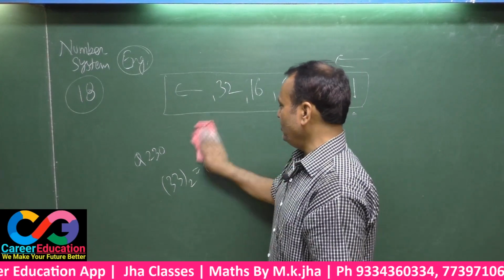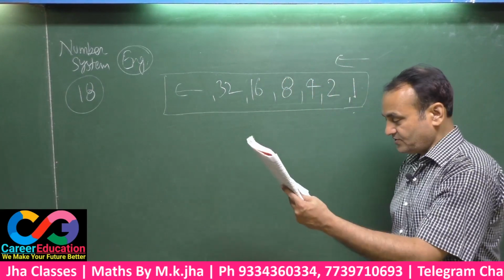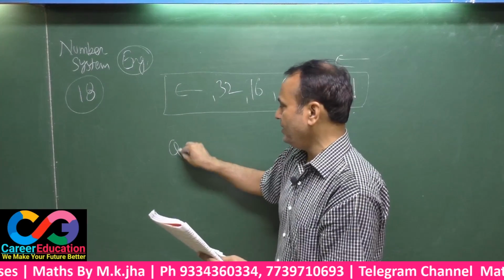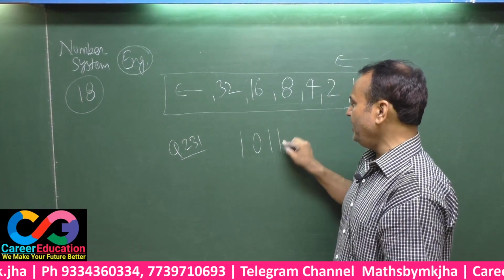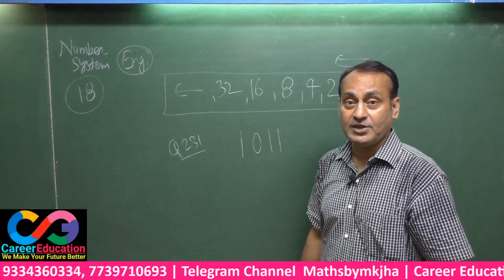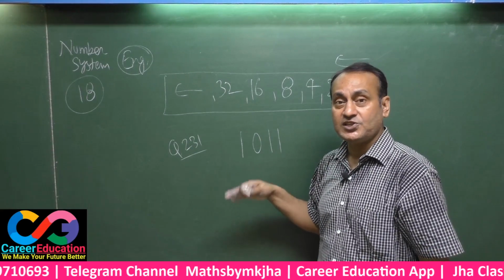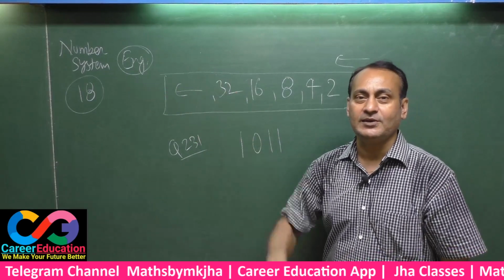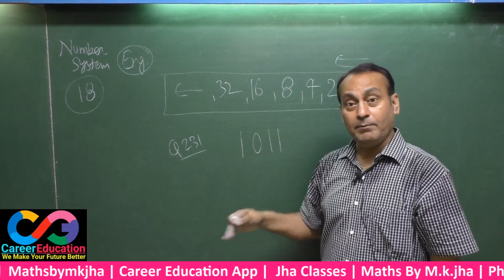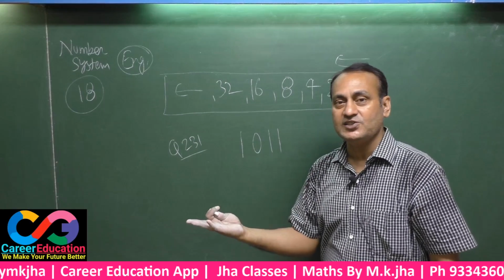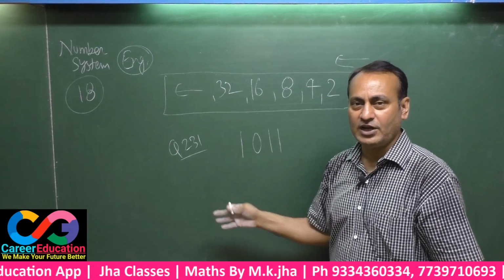Now the pattern is just reversed. Question 231 is in just reverse order. You have been given a number written in binary number system, and you have to convert this binary number into a decimal number. That means you have to change this number written in binary, but you have to write it in decimal system. That means you have to say this is 23, 25, 26, 32, 34, like this.